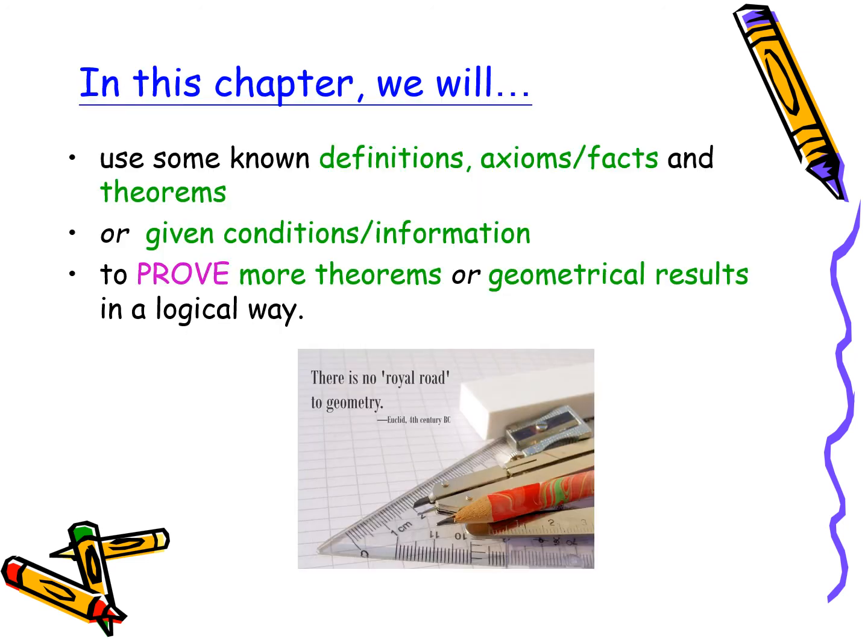In this chapter, we will learn how to use the deductive approach by using some given conditions or information. We try to prove some more theorems or geometrical results in a logical way. Also, we will learn the meaning of some terms, the definitions, axioms, and theorems in the next section. This is the end of this part.